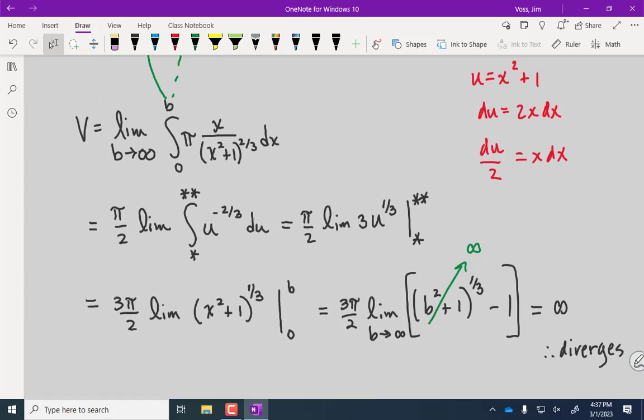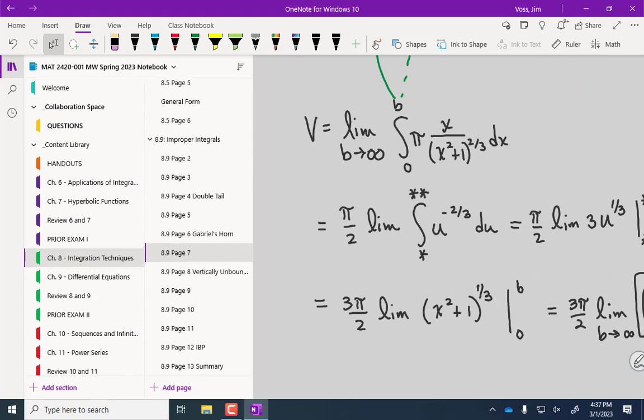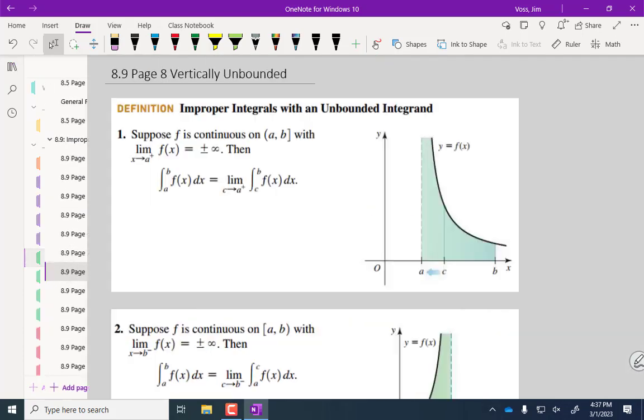All right, we ready to go vertical? No. We've done all these horizontal tails. Time to go vertical. Here we go.